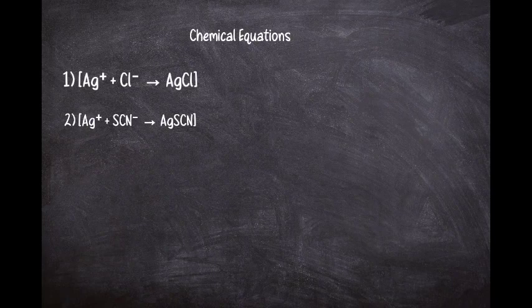Now let's focus on the role of ferric ions in the presence of thiocyanate ions. The third equation shows the formation of a complex ion, which serves as the indicator for the endpoint of the titration. These chemical equations are fundamental to Volhard's method, representing the key reactions that drive the formation of precipitates and complexes essential for accurate chloride ion determination.